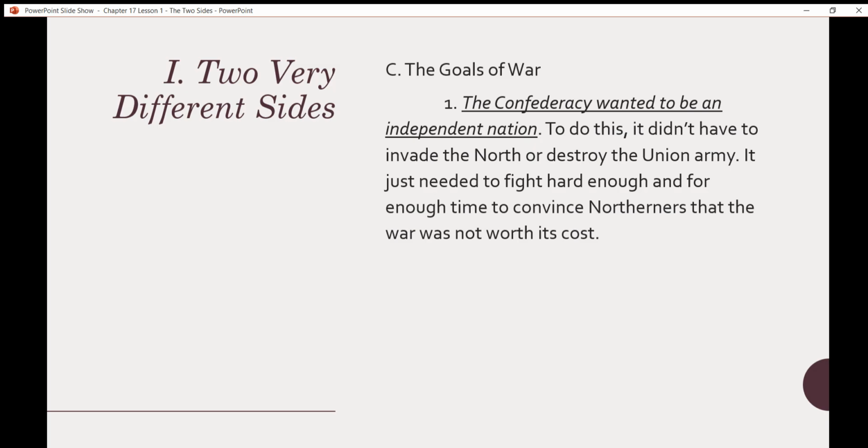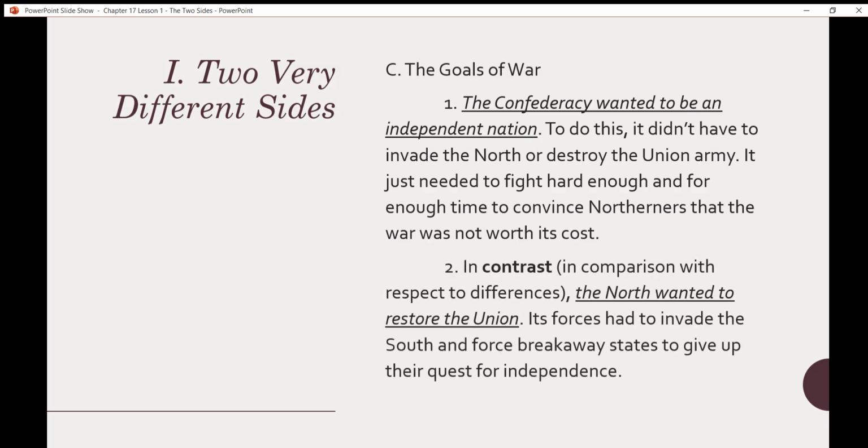To do this, consider this: the South did not have to invade the North. They didn't have to go attacking anybody. They didn't even have to destroy the Union Army. They knew these things probably just could not happen. All the South needed to do, their only goal, was fighting hard enough and long enough to convince the North that the war was not worth its cost, for the North to give up and the South to get what it wanted, which was being regarded as an independent Confederate nation.